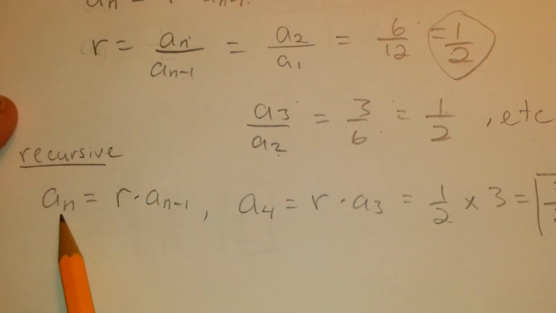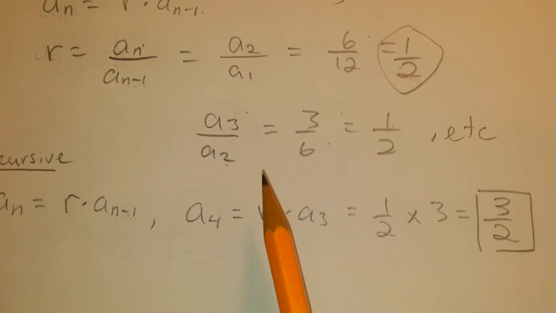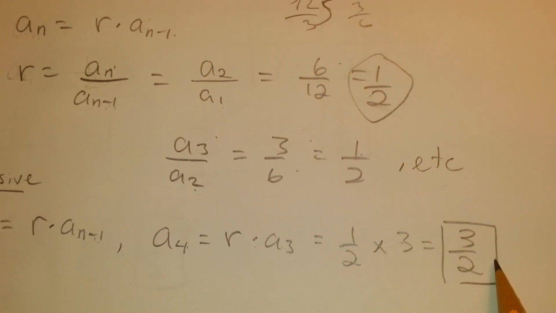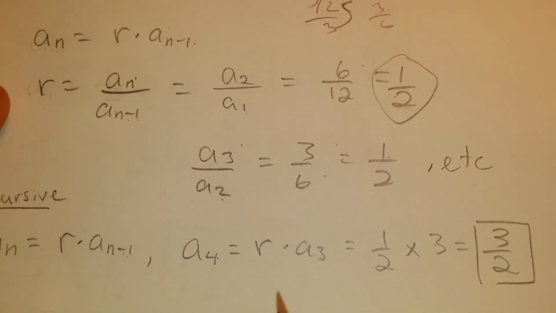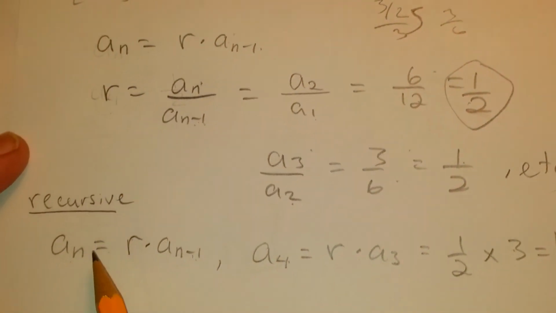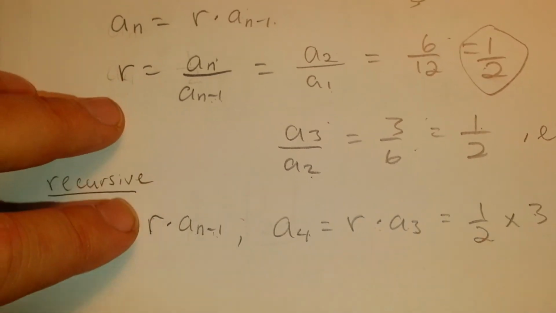Recursively, a sub n equals r times a sub n minus 1. There's our recursive sequence. Like if we wanted the 4th term, it'd be r times a sub 3, which would be 1/2 times 3/2, which is 3/4. All right, so I'm really beating a dead horse here on the common ratio, basically defining the next term as the previous term times the common ratio. That's all we've got to it.